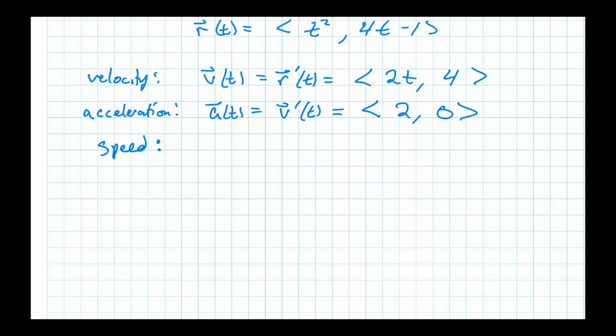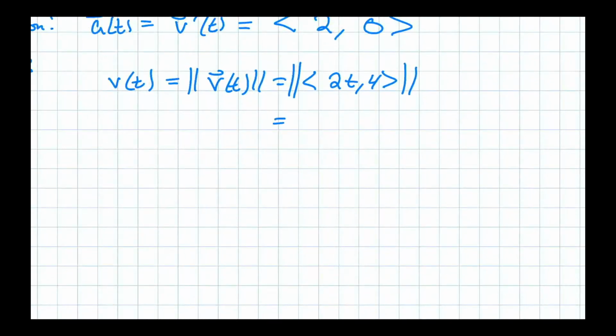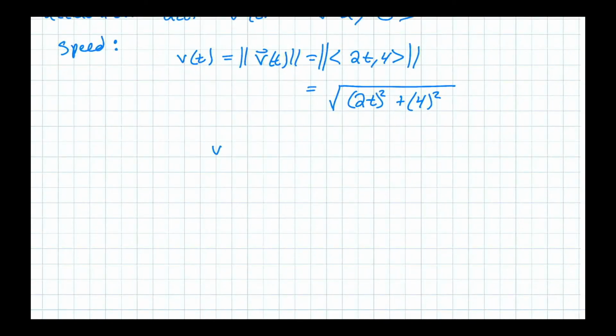And so the way you calculate speed, they use v of t with no vector symbol, and it is the magnitude of the velocity vector. So it's the magnitude of 2t comma 4, like that. So you work that out. It's going to be a square root of 2t squared plus 4 squared. So v of t is simply going to be square root 4t squared plus 16. And you can simplify that if you want, but I'm not.